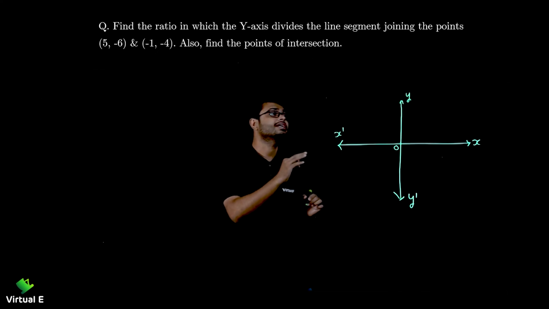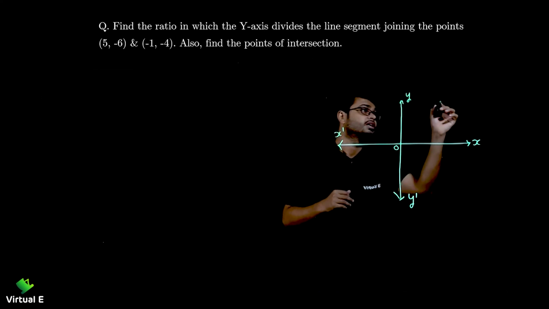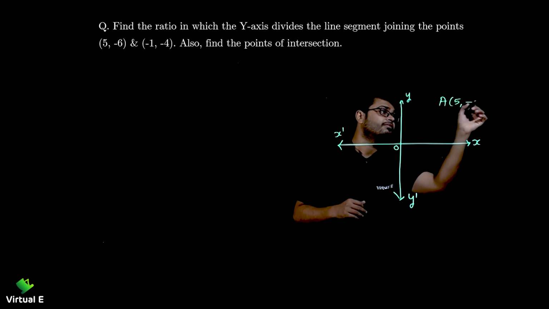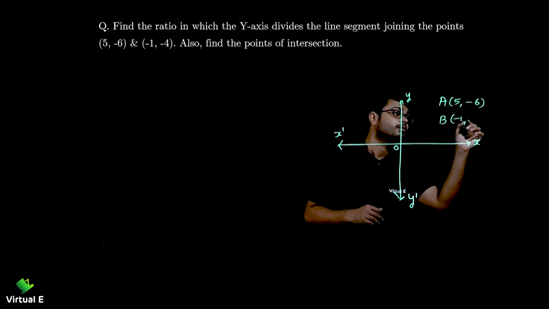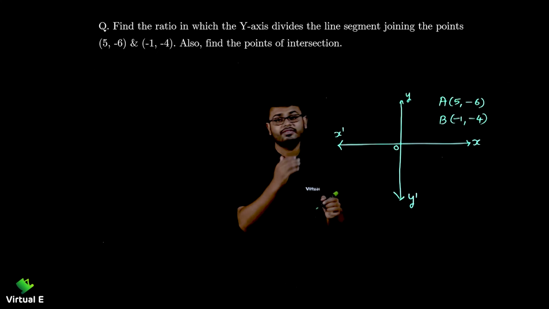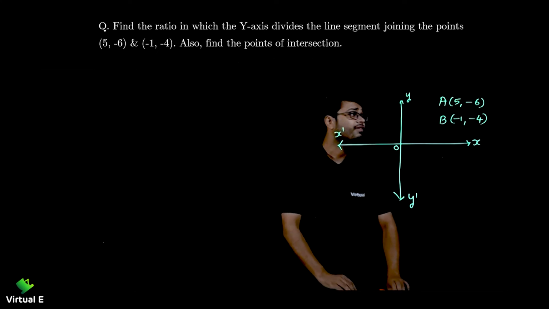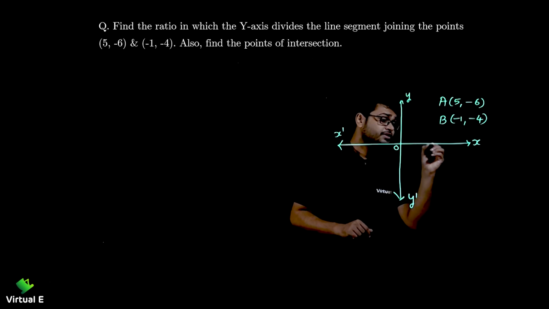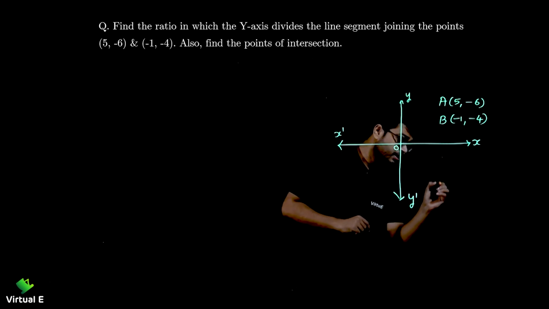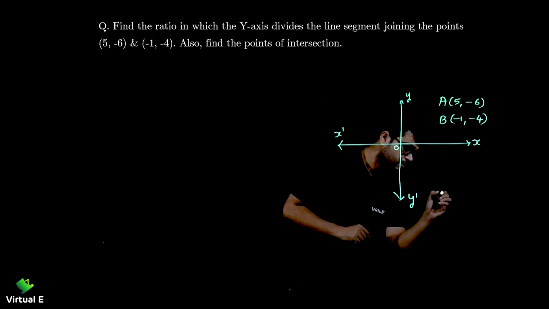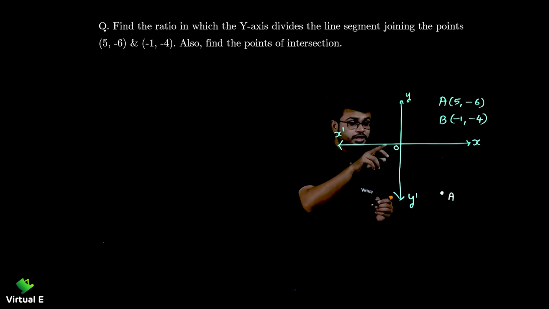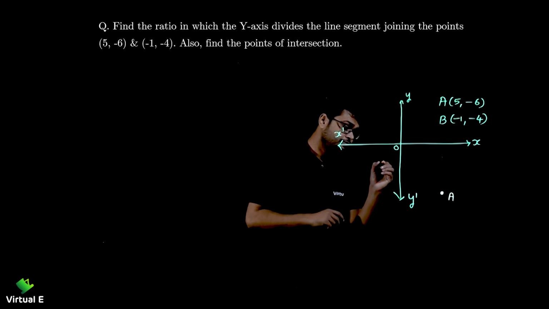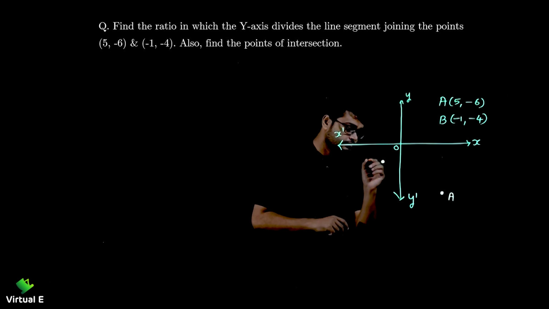Okay, there are two points. Let's name the points: A is (5, -6) and B is (-1, -4). Let's start with plotting point A. So 5 and -6. 5 is somewhere here, I'm estimating, and -6 a little down. Let's say this is your point A. Done. Now point B. -1 here and -4 a little over here. This is point B. Done.